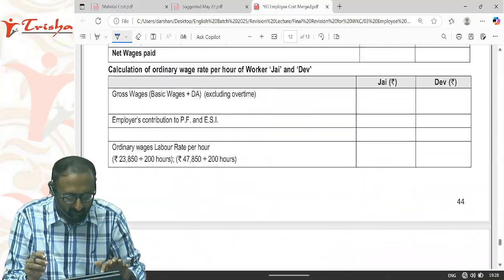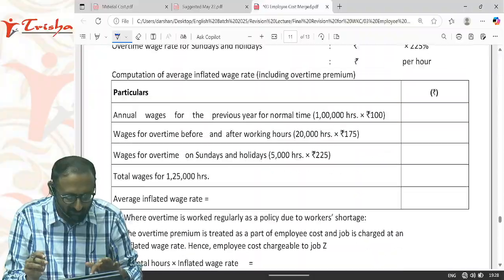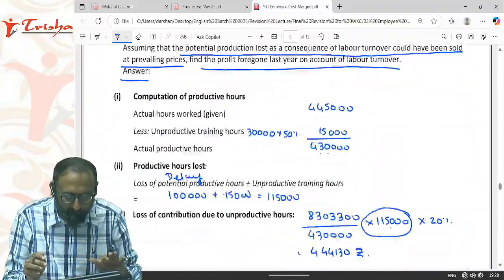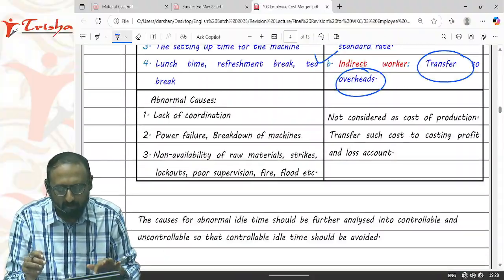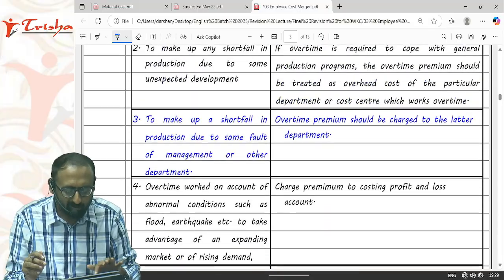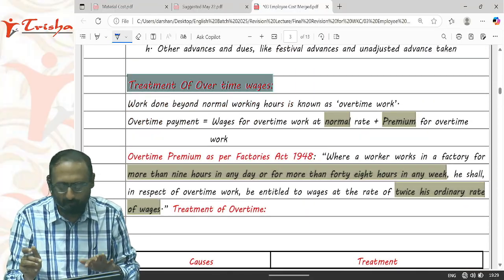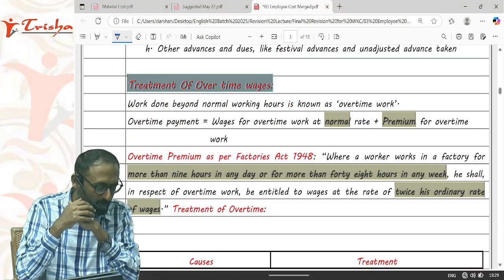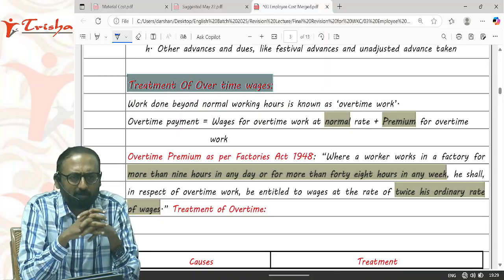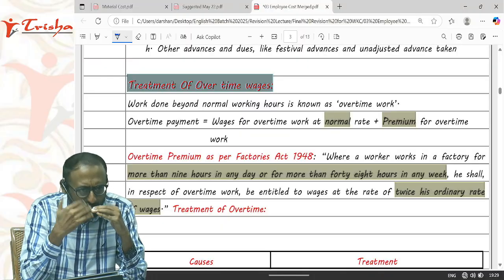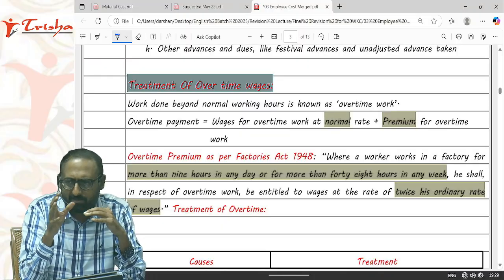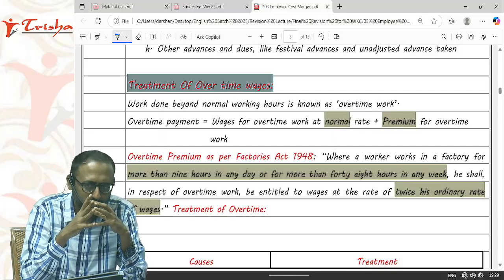Next, let's go to the second last question. Before that, we will understand one very important concept, that is the treatment of overtime and causes of overtime. So everybody please concentrate. What is overtime? If you are working more than normal hours, those extra hours are called overtime hours.